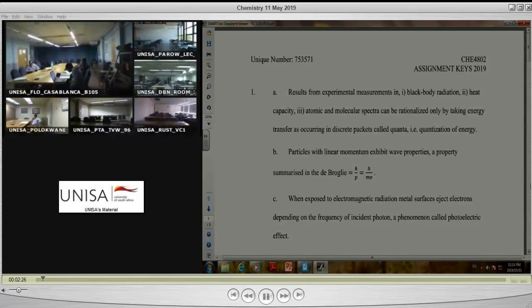So if I talk about the photoelectric effect, you can tell me what it is. In other words, if I say write the equation that describes the photoelectric effect, can you write it down? Yes. You can write it down. So if you can write it down, it means you can also describe it.